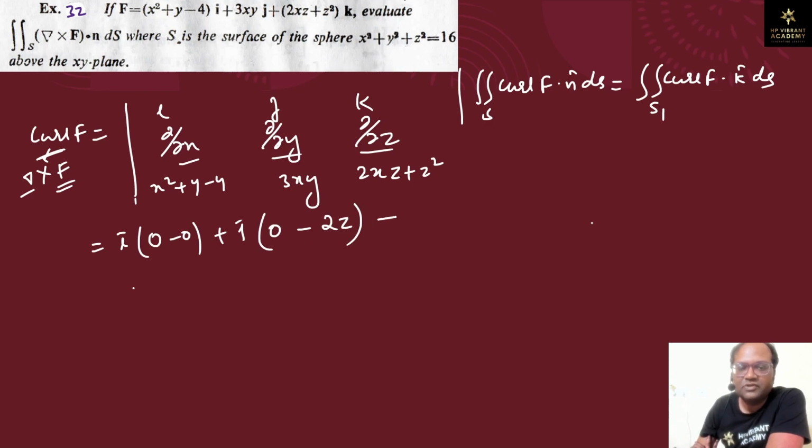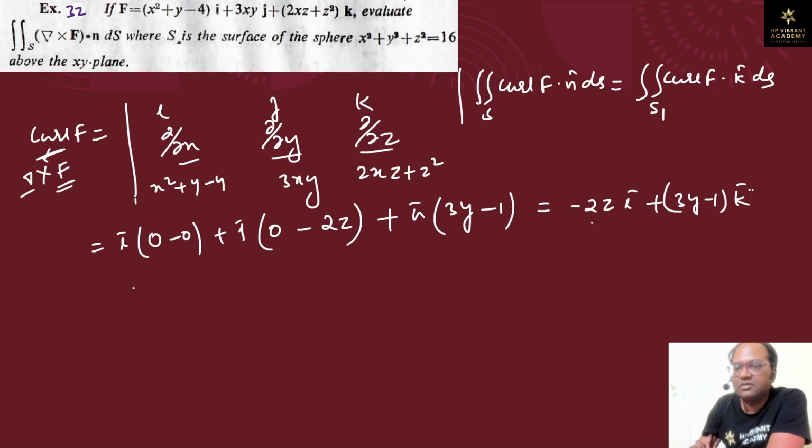Okay, plus k cap. This is del upon del x of 3xy, which is 3y. And this is del upon del y, which is minus 1. So this is equal to minus 2z i cap plus (3y minus 1) k cap. Okay, so let us place the value of curl of f here.